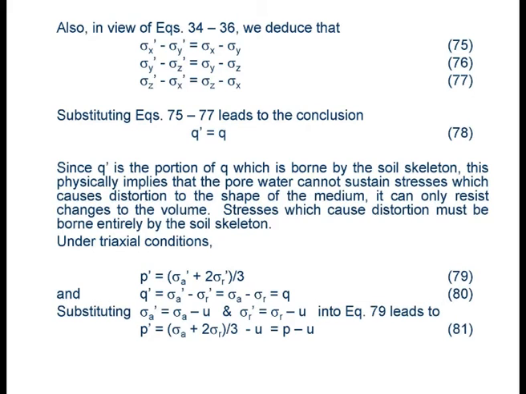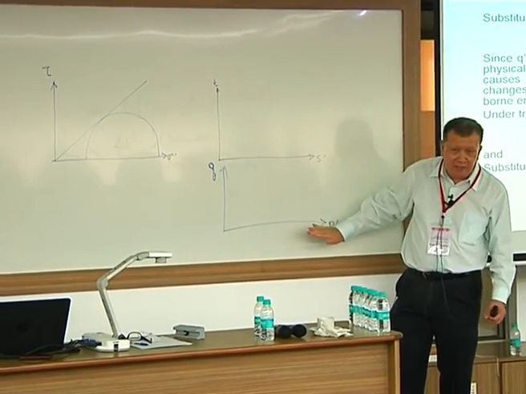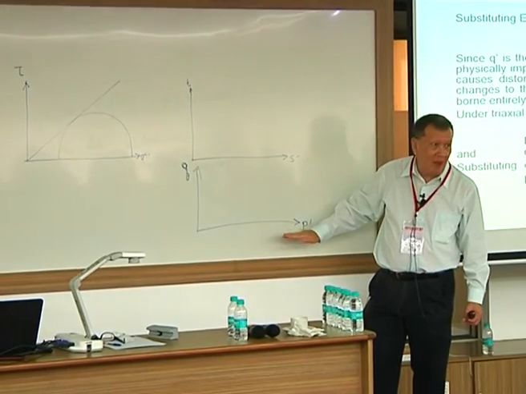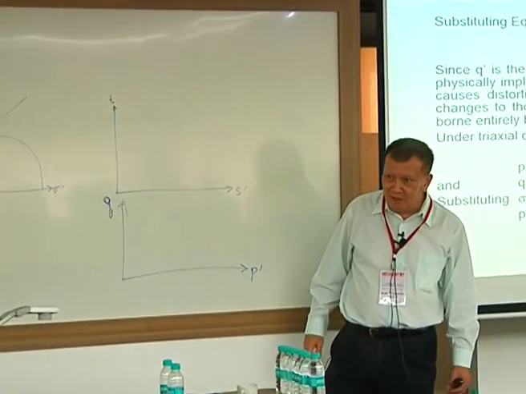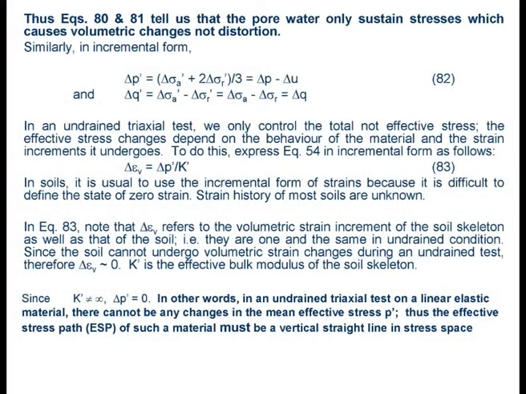So the good guys are affected by the pore water pressure. It's double bad news. The good guys are affected by the pore water pressure. The bad guys are not affected by the pore water. So the good guys are fighting under handicap, because higher pore water pressure means less good guy. You know what I mean? Okay, so similarly, you can express everything in incremental form. Delta P dash equals delta P minus U. Delta Q dash equals delta Q. There's no difference.